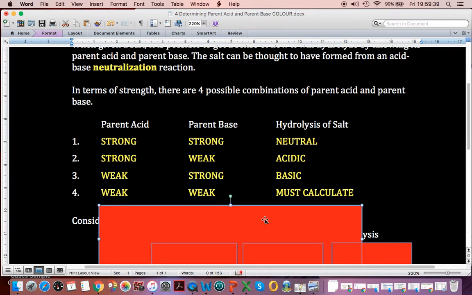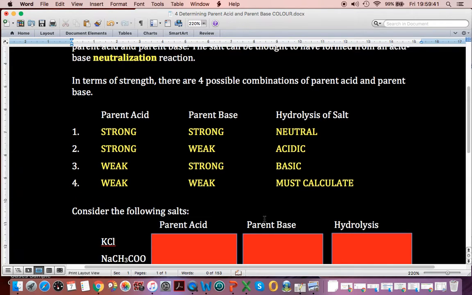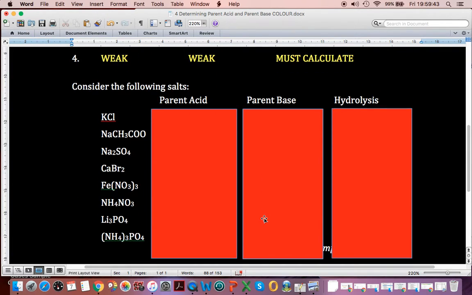Like I say, this may look a little confusing. Don't get too panicked about it. We're just going to rattle through some examples, hopefully in a fairly tidy fashion.